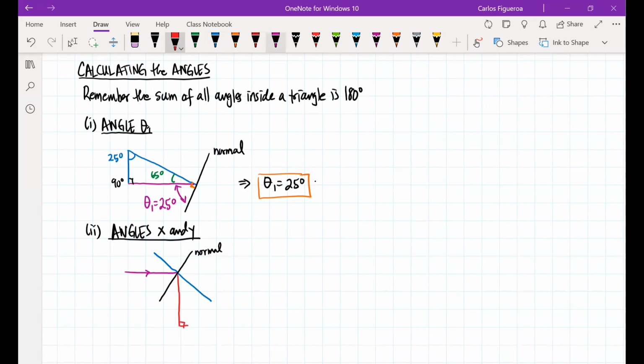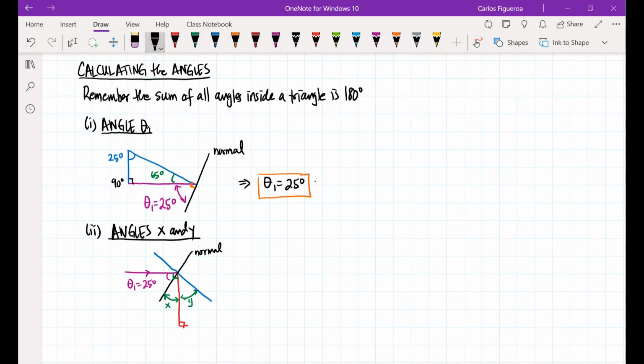So now let's start filling these guys in. We already said that this is theta 1, which is 25 degrees. But look, this right here is a right angle. So if that's a right angle, how do I define this angle from here to here? This angle from here to here is x, and this angle here is y.